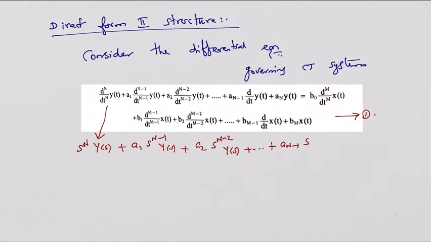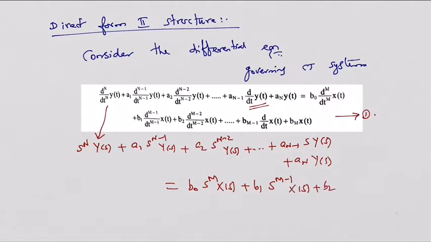Yes, because it is d by dt of y of t. If Laplace transform is applied on it with zero initial conditions, you can notice that it will become s into y of s, and the last term will be an y of s. Similarly, on the other side, you will get b naught s power m x of s plus b1 s power m minus 1 x of s plus b2 s power m minus 2 x of s.